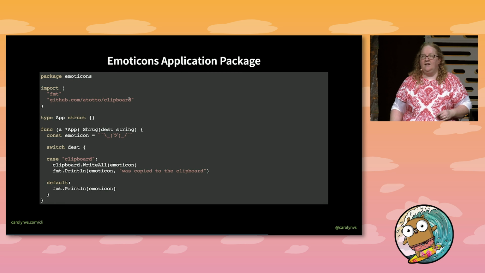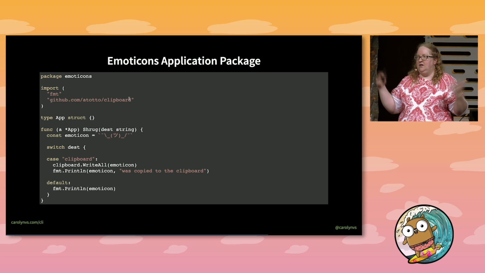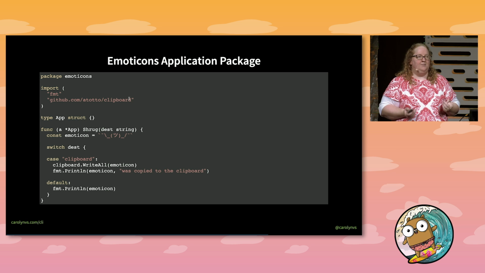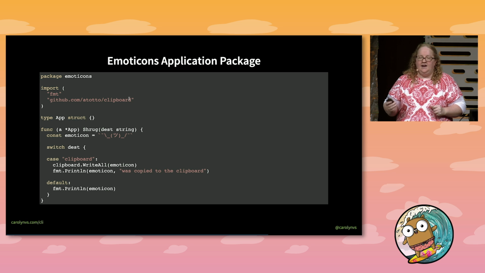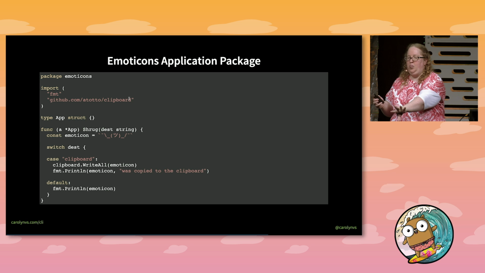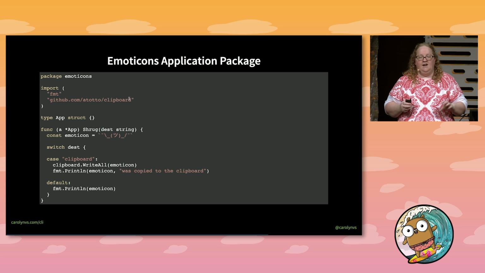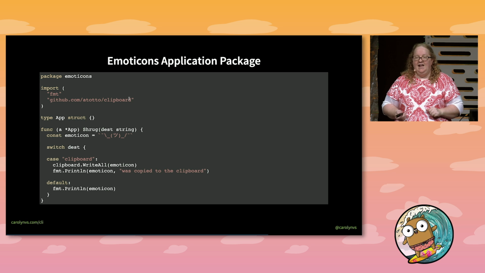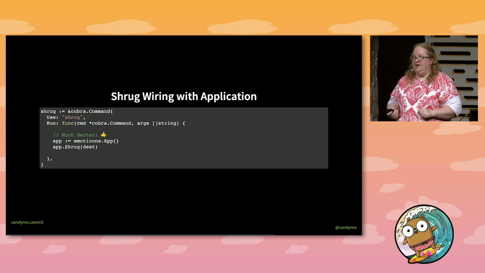So what does this look like? I made a new package, called it emoticons, and I made the most boring app struct ever. It's completely empty. It's just a place for me to put all my commands, okay? And I've defined shrug on it. And all I did was take that run handler, copy and paste the code, and put it here on app, okay? And so now my Cobra wiring looks a lot easier to understand.